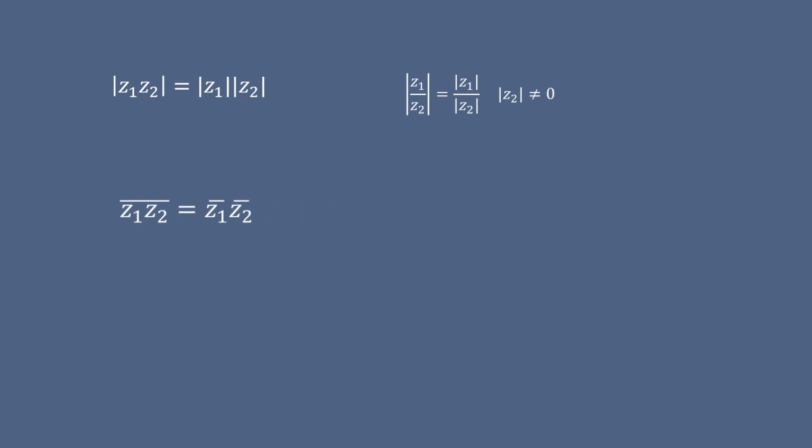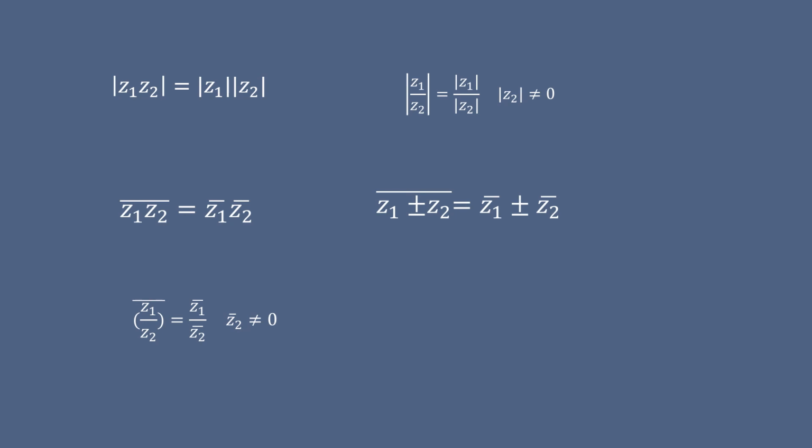Next is conjugate of z1 z2 will be equal to conjugate of z1 times conjugate of z2. Conjugate of z1 plus minus z2 will be equal to conjugate of z1 plus minus conjugate of z2. And the last one is conjugate of z1 by z2 is equal to conjugate of z1 by conjugate of z2. Here, the same condition applies: conjugate of z2 should not be equal to 0, and you know the reason.